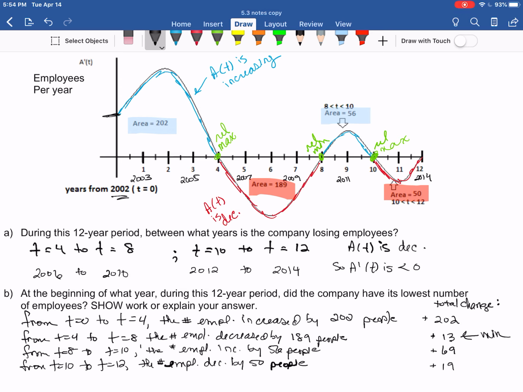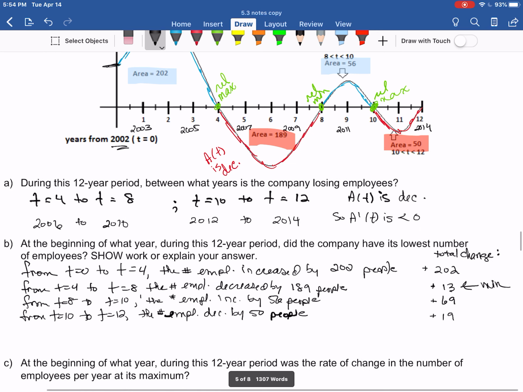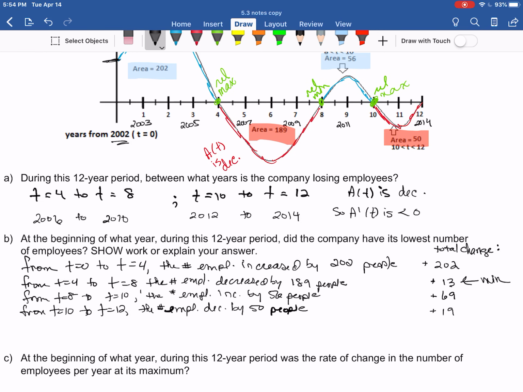Minimum happens at the beginning of T equals 8, and that corresponds to the year 2010. So how much space do I have? Good. When T is equal to 8, this is the year 2010.